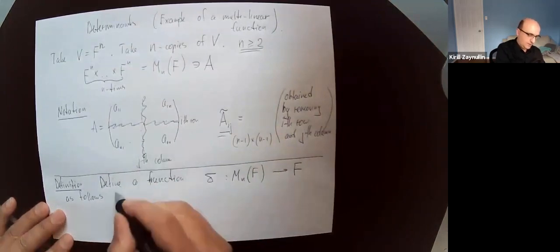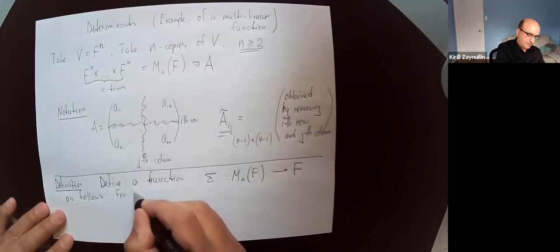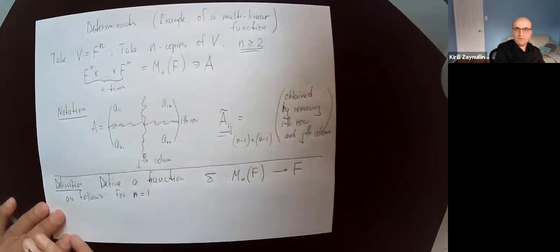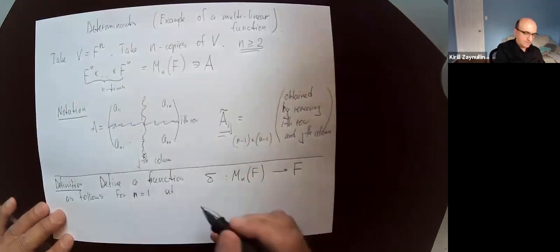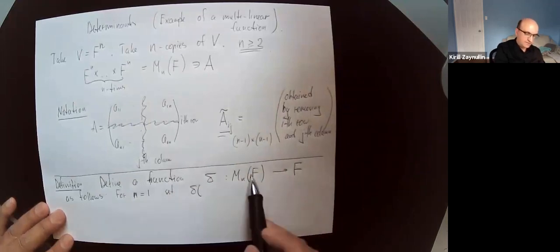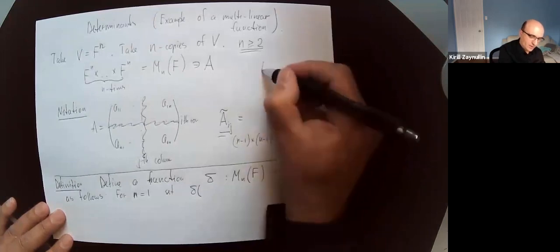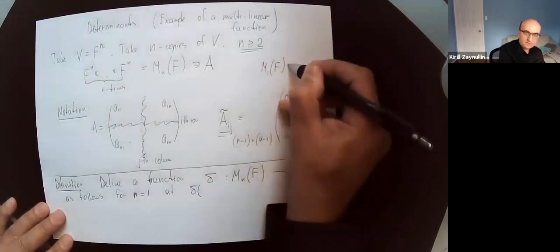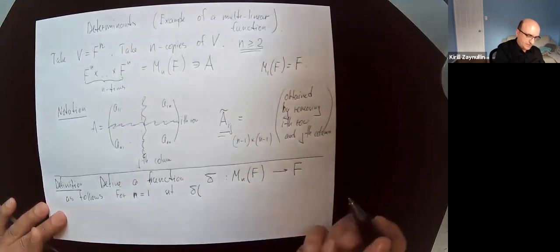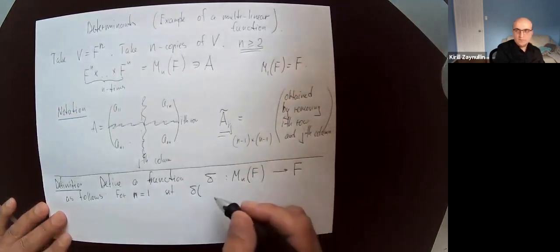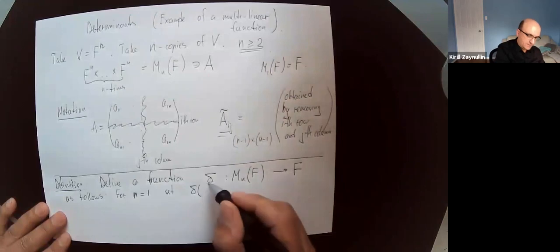So again, for n equals 1, everything is very easy. In that case, these matrices are just 1 by 1 matrices, so this is just the field F itself. So again, this is very easy and straightforward. We just set this delta to be just the identity function.